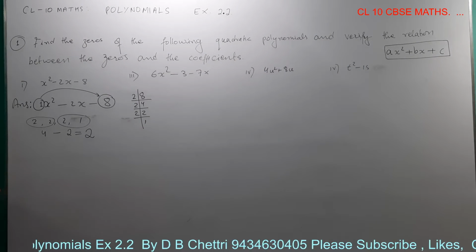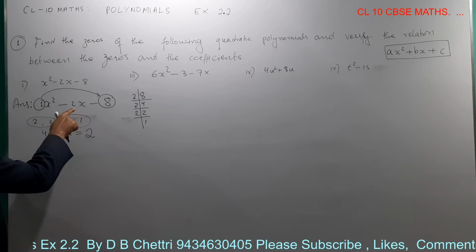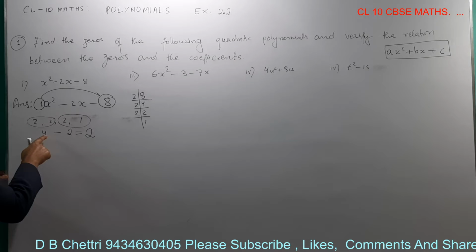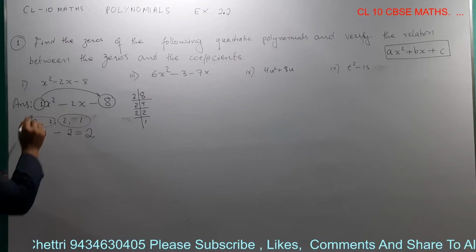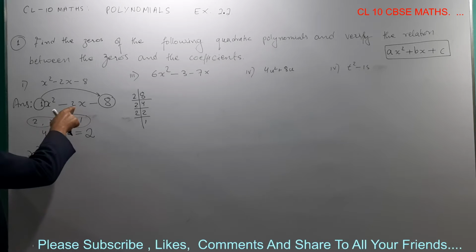Okay, now let me complete this one. Now this 2 is split into 4 minus 2. Then in front, x square is there. If you want to write 1, write it, otherwise no need to write. Then minus, in place of 2, what to write?